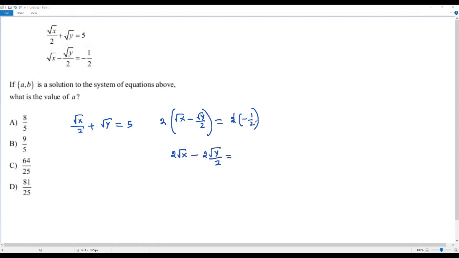Here this 2 will cancel out. We get negative 1 on the right side. Here this 2 will cancel out. I'm getting 2 times square root of x and negative square root of y equals negative 1. Okay, here we can consider this is equation number 1 and this is equation number 2.